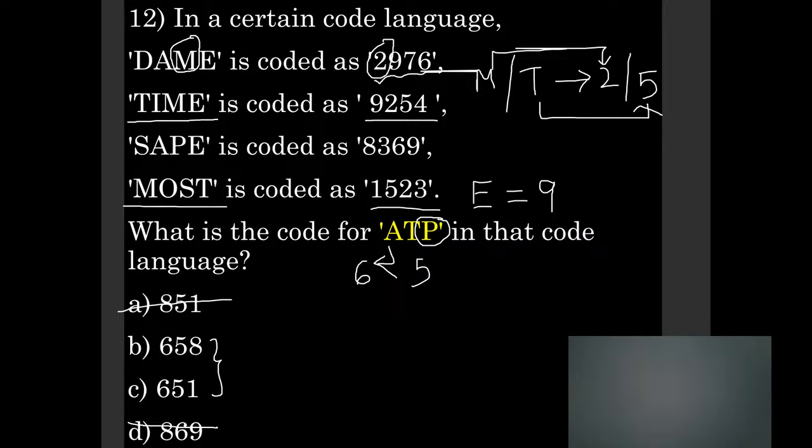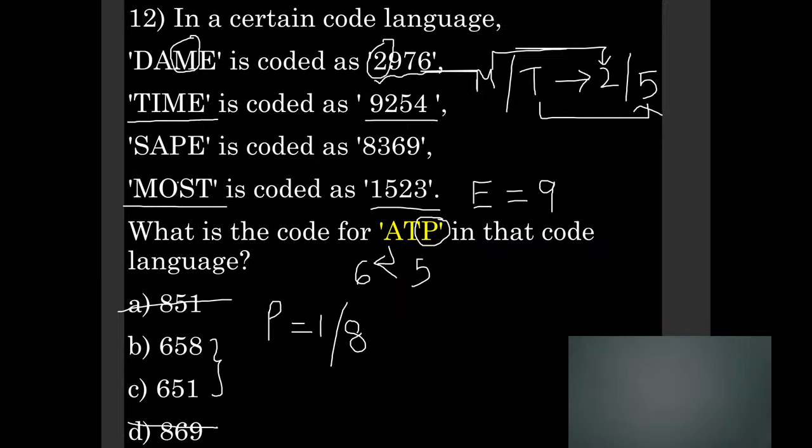Okay. So if you observe the third one, just observe the third one. SAPE. We require the P value based on the options. P value can be 1 or 8. We should find that one. What is the P value in that?